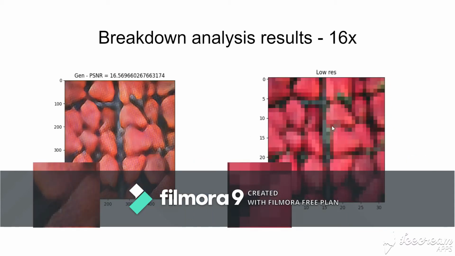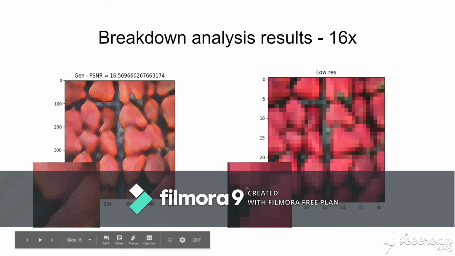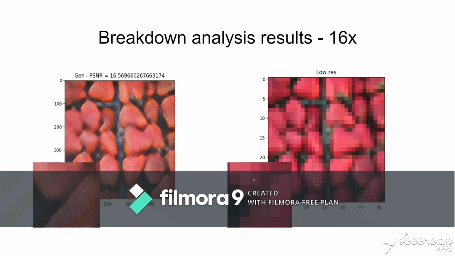These are pictures of strawberries, and when we zoom into one particular strawberry, we see the low resolution image has a very blurry and blocky structure, and there's not much detail. But then when we look at the generated image, we see that there are pores in the strawberries that can be clearly seen. So the generator is actually doing a pretty good job at it.